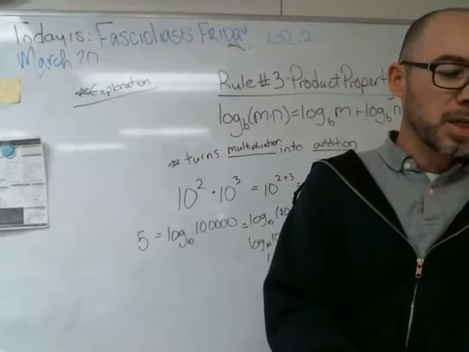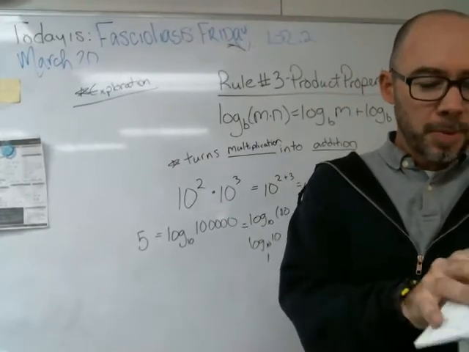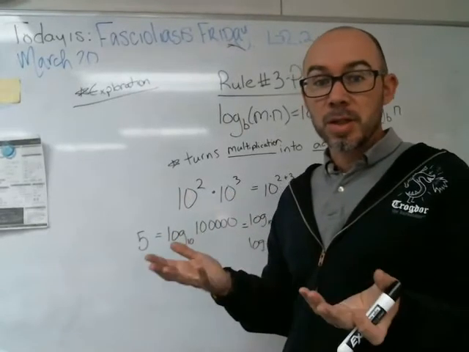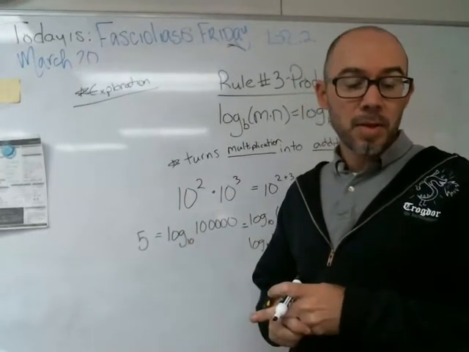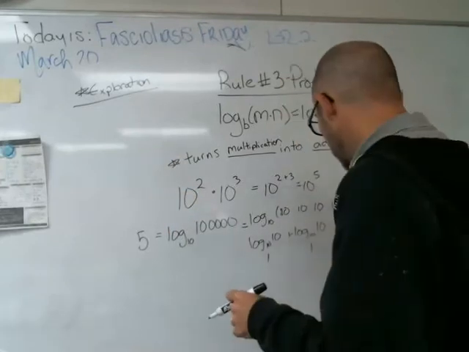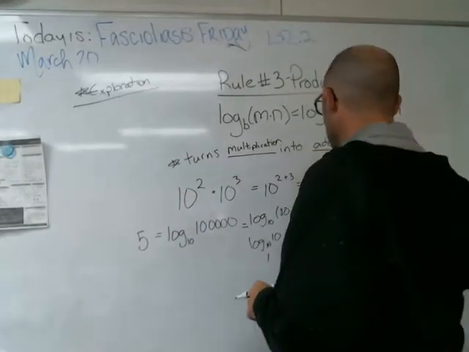So the product property says split up a big number into pieces, into its factors, into smaller factors at least, and then add the results of those logarithm problems. I'll show you where this is going to come in handy.